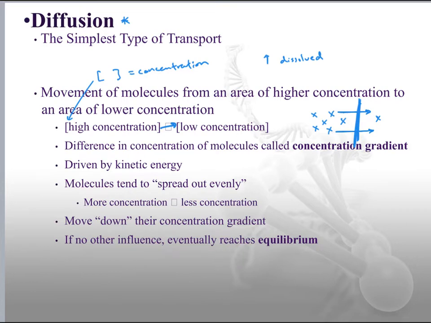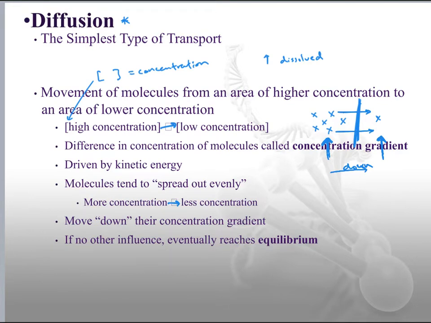It's driven by kinetic energy, which is the energy of motion. Molecules tend to spread out evenly. That's what they want to do. So they're going to move from the more concentrated to the less concentrated side. They move what we call down their concentration gradient. This is the higher concentrated side over here, where that arrow is. This is the lower concentrated side, so we say it's moving down its concentration gradient from the high to the low.